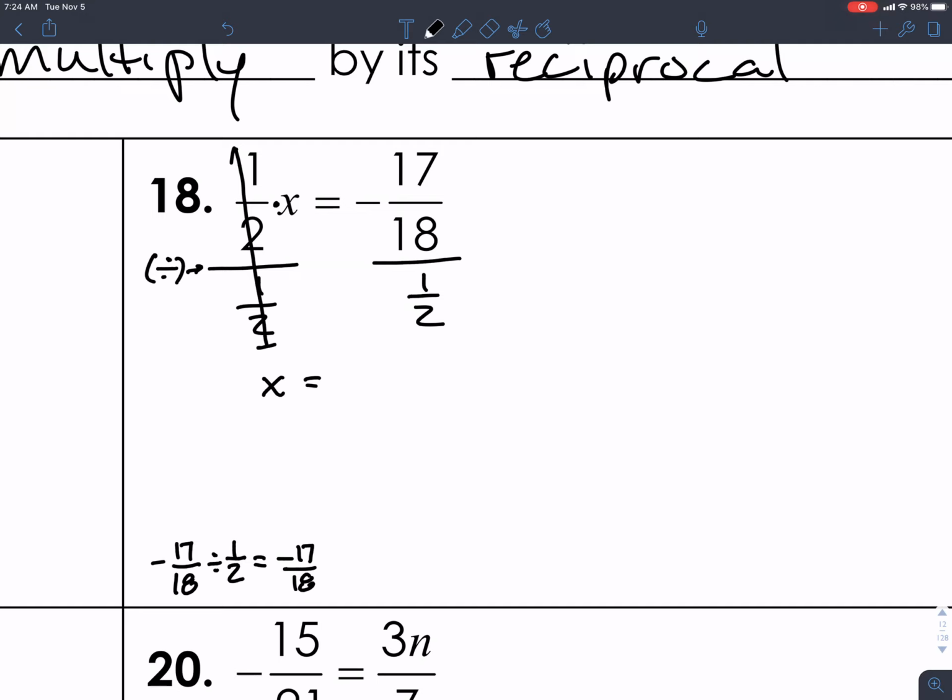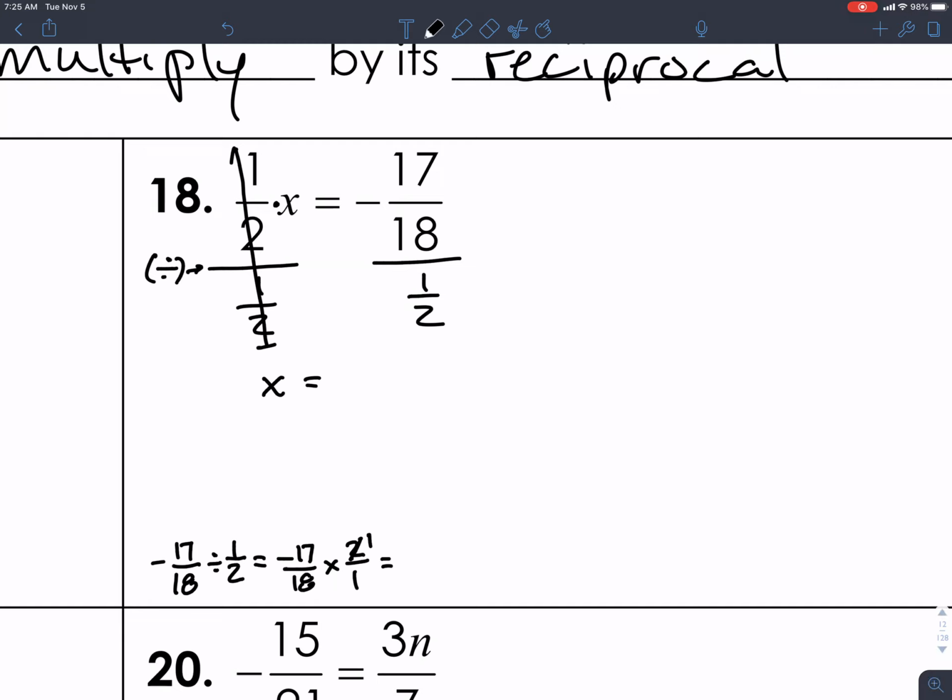Keep, change division to multiplication, flip. And now I can multiply straight across. Negative 17, and actually let's do this. Let's reduce. Remember cross-reducing and all of the other stuff? 17/18 I can't reduce. 2 over 1 I can't reduce. 17 and 1 I cannot reduce, but 18 and 2 I can.